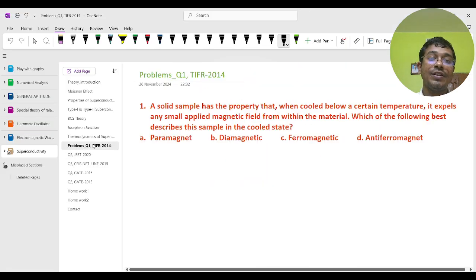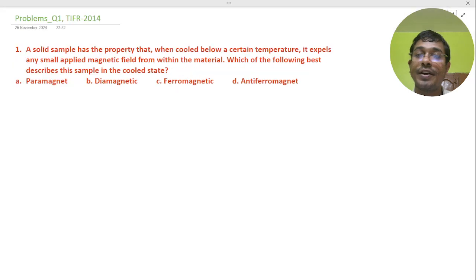Here, for numerical answer solutions, we will go through problem number 1 coming in the TIFR 2014. Basically the question says that a solid sample has the property that when cooled below a certain temperature it expels any small applied magnetic field from within the material. Which one of the following best describes the sample in the cooled state?